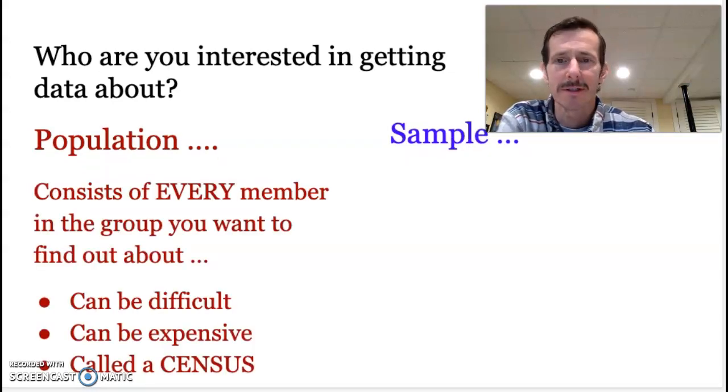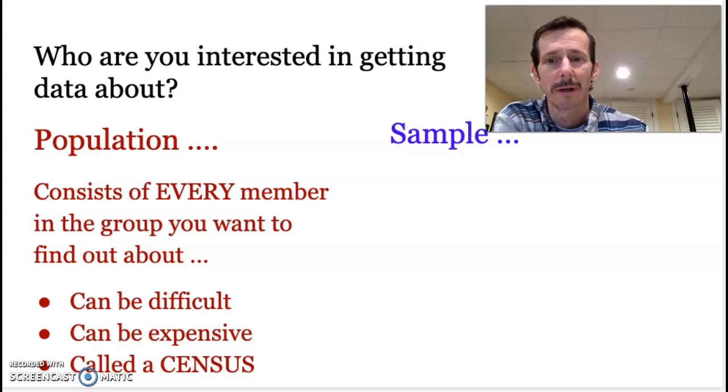The population consists of every single individual or member of the group. Often it is difficult to reach out and get information from every single member of a group. It can also be expensive. In the United States, every 10 years they attempt this with something called a census, and that is happening right now in 2020. So because of the population's difficulty, even if you think about making candy bars, Snickers bars, or whatever, there's thousands of candy bars, and it would be difficult to weigh every single one.